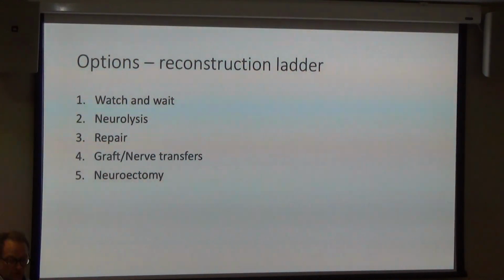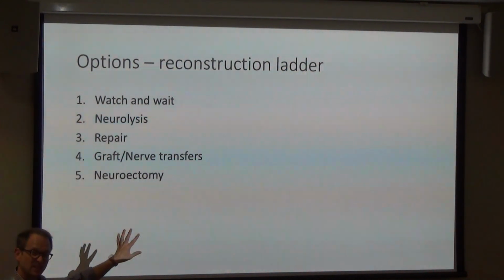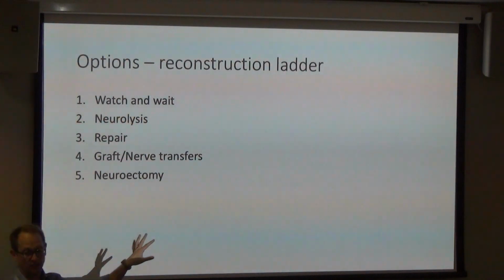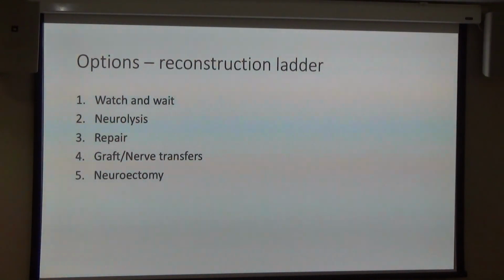This is my reconstructive ladder of surgery for nerves. Okay, this isn't from a textbook, so there are some loopholes and gaps and caveats attached to it. So first of all, watch and wait. That's for your new practice, right? And for your axonotmesis, you need to watch and wait, but you need to actually watch them. You can't just neglect it and see them 18 months later.